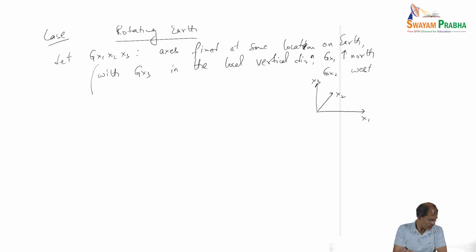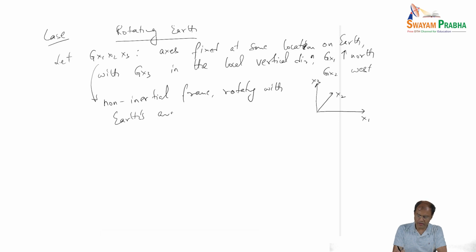Okay, so same idea. Now we suppose that this is my non-inertial frame, or the fixed frame, which is rotating with the Earth's angular velocity, omega. Okay. So then what we can do is that we can write down this. So this is my fixed frame. This is the rotation of the Earth, omega e.